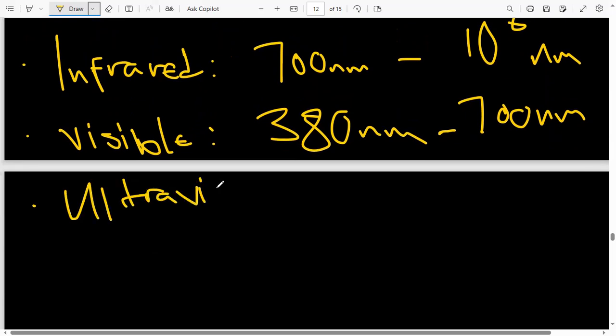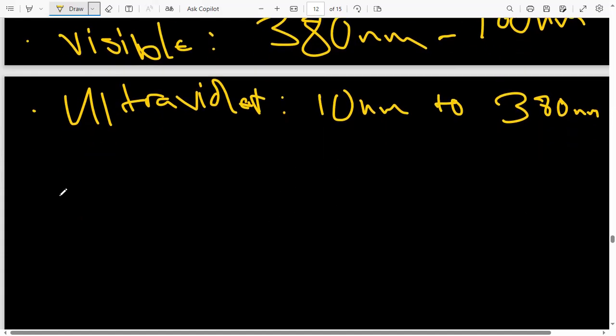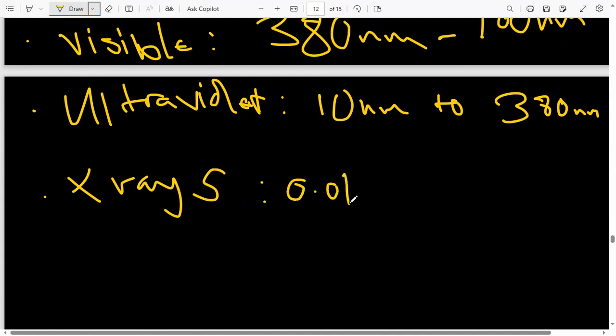And then we go to the ultraviolet. Ultraviolet has this range: from 10 nanometers to 380 nanometers. That is the range for ultraviolet. Then X-rays, it's from 0.01 nanometers to 10 nanometers.